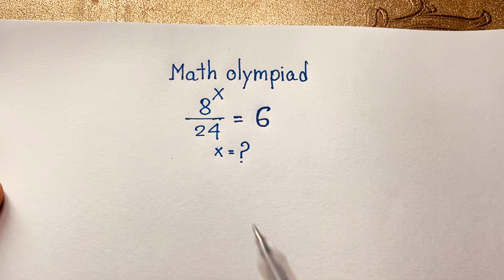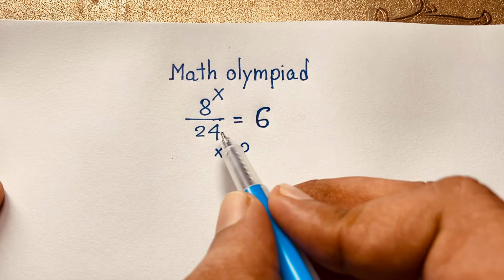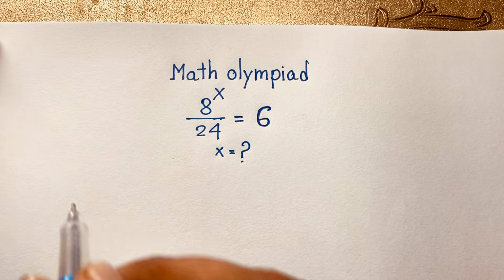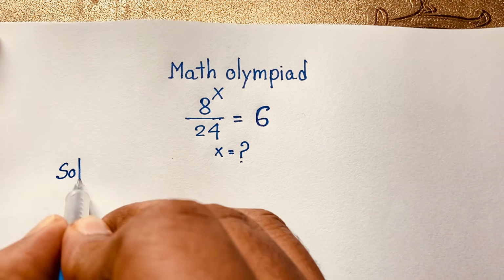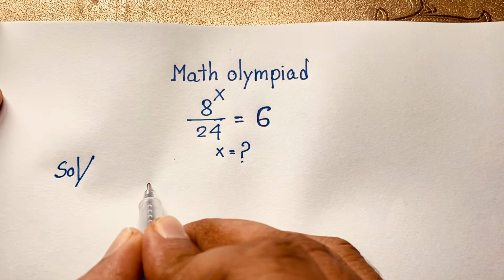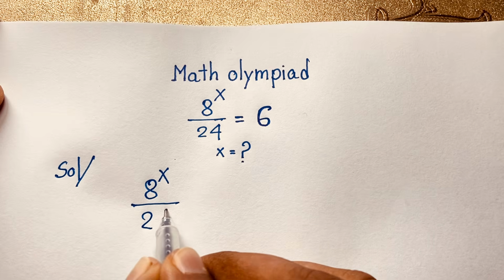Today we are solving an interesting maths Olympiad question: 8 to the power x over 24 is equal to 6, x is equal to what? How to solve this interesting maths problem? So our math solution. Our question is 8 to the power x over 24 is equal to 6.